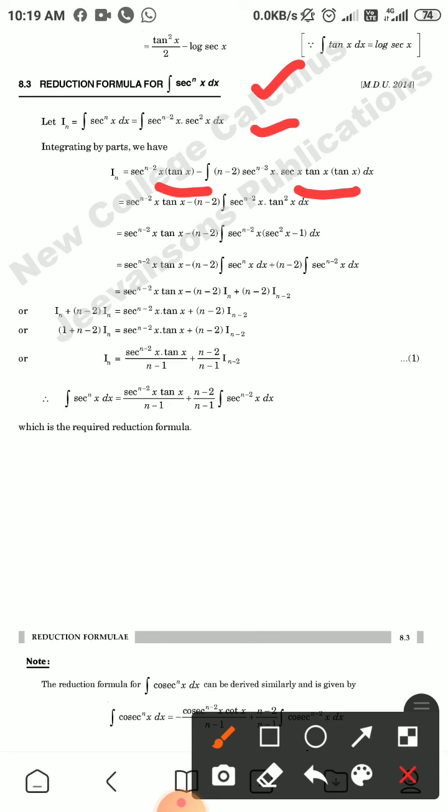Now simplifying this relation, first is secant raised to power n minus 2 x tangent x minus taking constant term outside, n minus 2 integration of secant raised to power n minus 2 x and tangent square x. Now first term as it is, in second term inside the integral opening tangent square as secant square x minus 1.